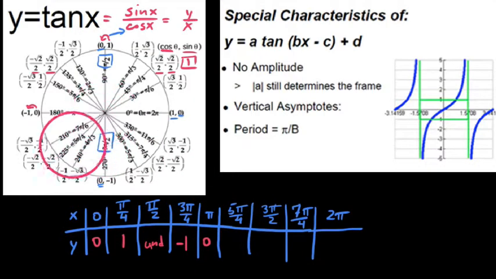At 5 pi fourths, now down here, our y value divided by our x value, interesting, a negative root 2 over 2 divided by a negative root 2 over 2 would be a positive 1.